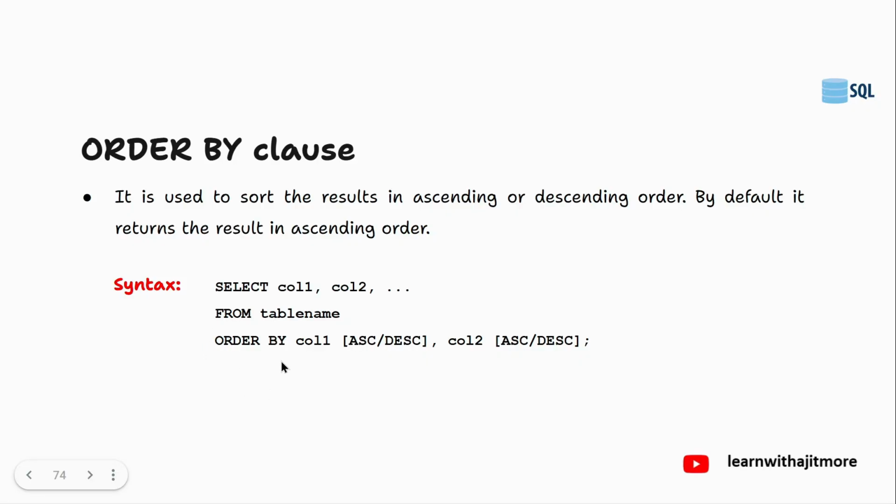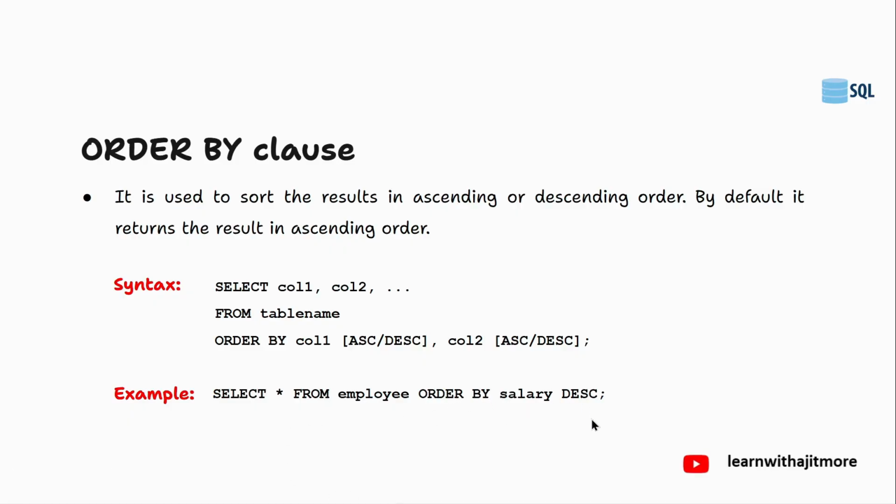ओके. तो order by, then the first column, then the second column, going on. And how you want to sort, you can mention ascending or descending. When you don't mention, it is by default ascending. जब नहीं बताते हो तो वो ascending होता है. And when you want, you can explicitly tell them. ठीक है. Example देखो. Select star from employee, order by salary descending.